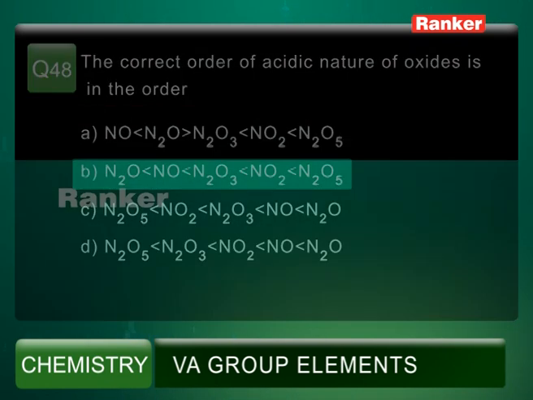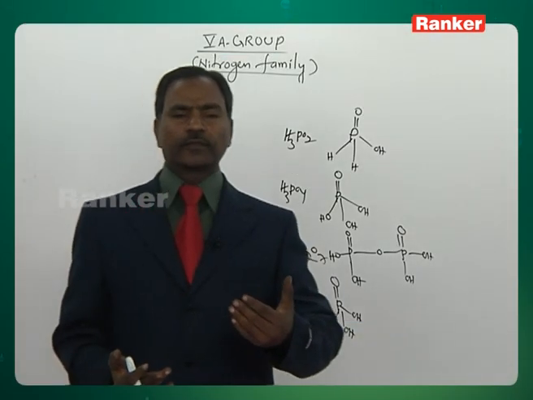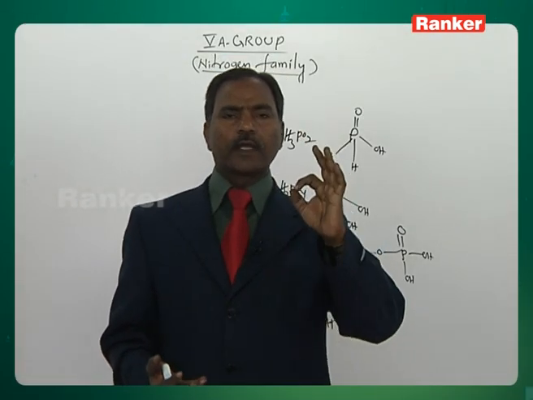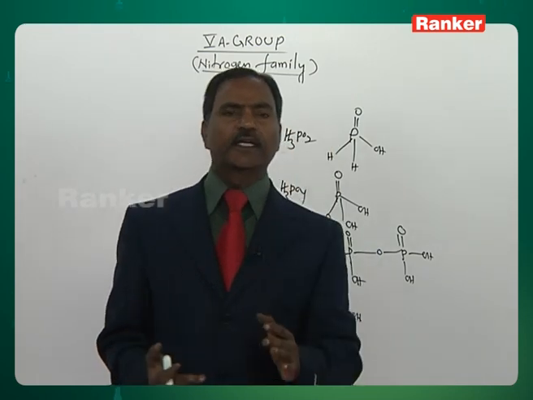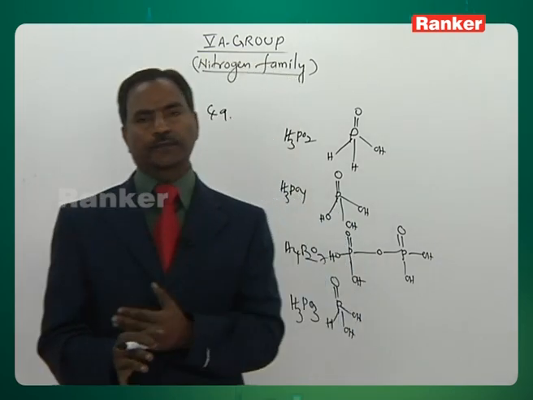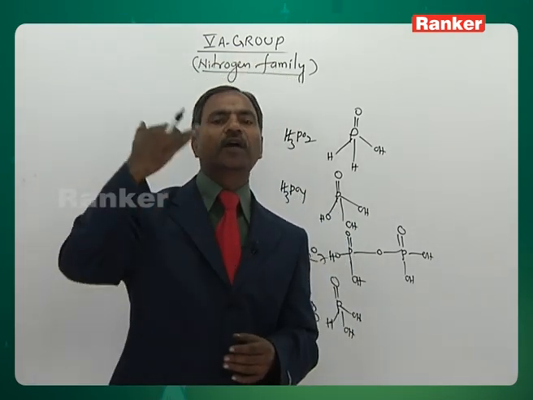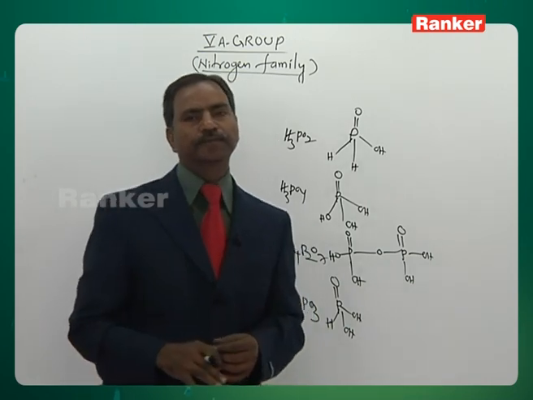See question number 49, which is tribasic acid. Given as H3PO2, H3PO4, H4P2O7, H3PO3. Generally, whatever the number of hydrogen atoms in any oxy acid, that is generally carrying that many OH groups. Whatever the number of OH groups, that is the basicity of the acid we consider.